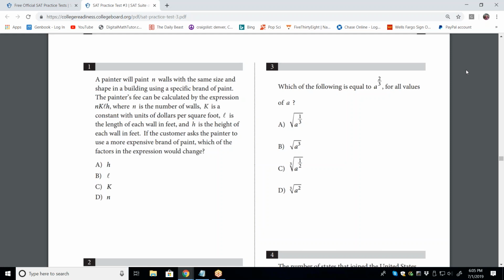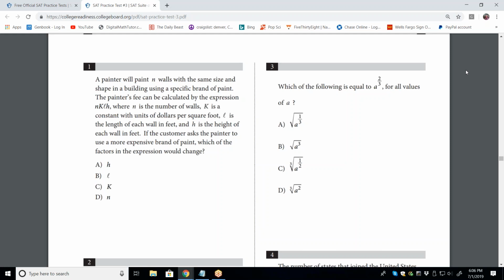What do you think is the answer? A more expensive brand of paint. Well, is that going to be affected by the number of walls? About the length of each wall in feet. The height in feet. So what's the only thing left? Yeah, that's the only thing left. So it's got to be K.